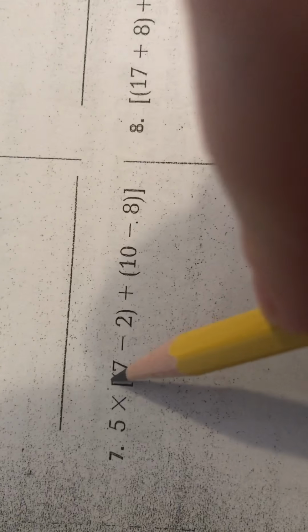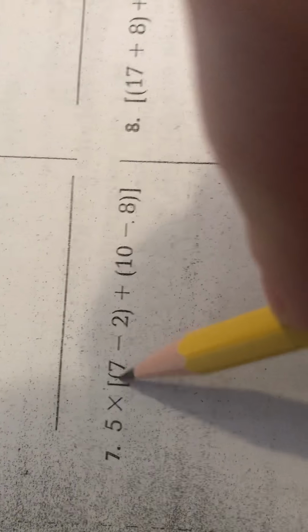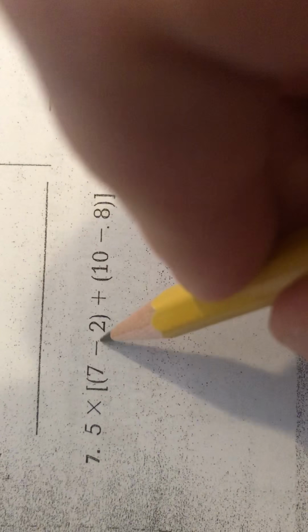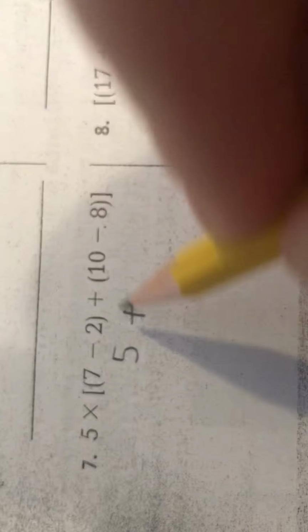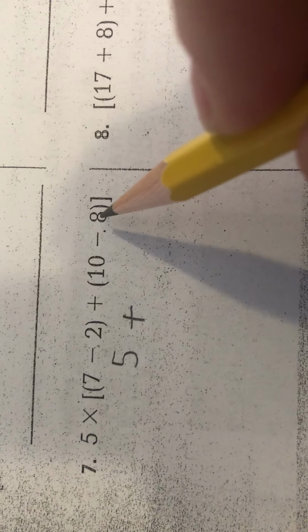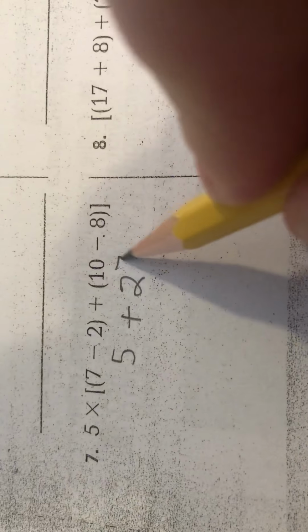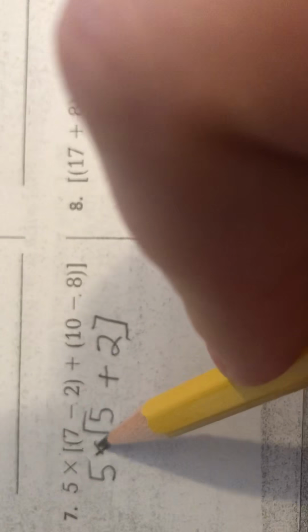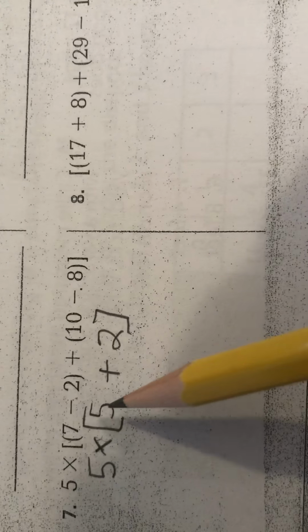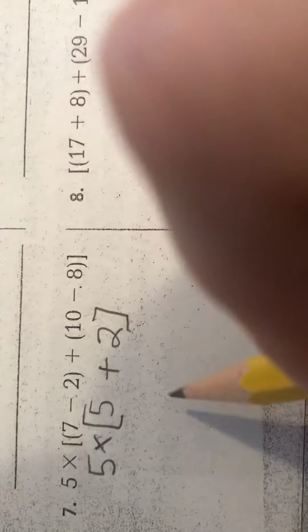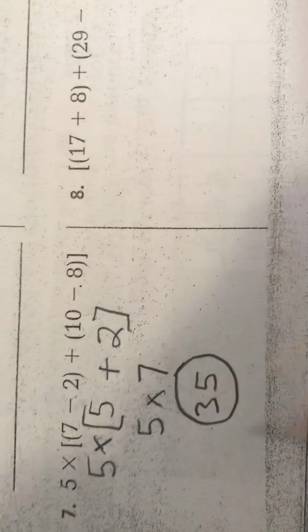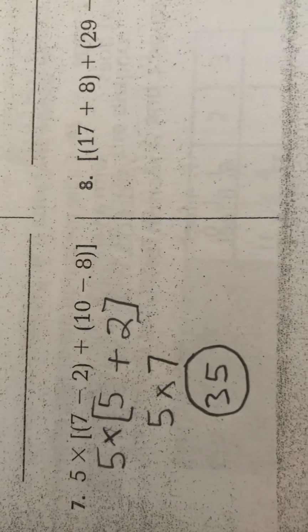So again, I'm going to work inside my brackets here, this set of parentheses, and then this set of parentheses here. So 7 minus 2 is going to be 5, plus 10 minus 8. We know that 8, 9, 10, that would be 2. And I'm going to put my brackets around it. Put my times 5. Then we're going to go ahead and do 5 plus 2, which is 7, times 5, and that's 35. So the answer to 7 is 35.